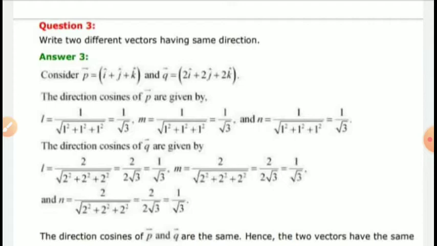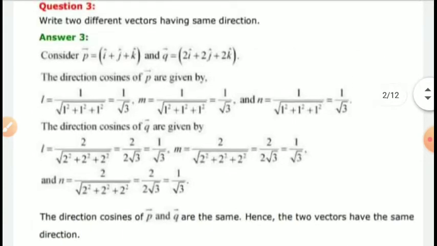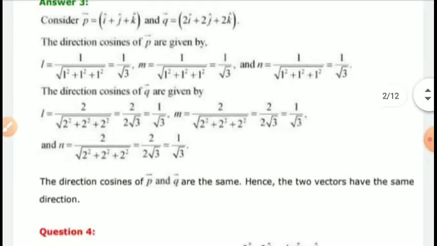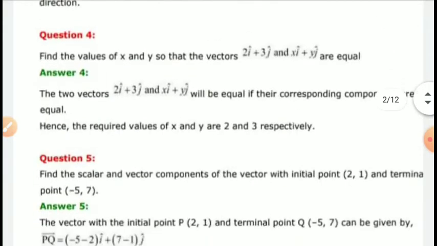So to find the direction cosines, take the component divided by the magnitude of the vector. Okay, so the direction cosines of the q vector, whenever you take them, are 1 by root 3, 1 by root 3, 1 by root 3. As the direction cosines are the same, hence the two vectors have the same direction, because the angle made is equal. So you can give your own different vectors; these two vectors are not the same vectors, they are different vectors.